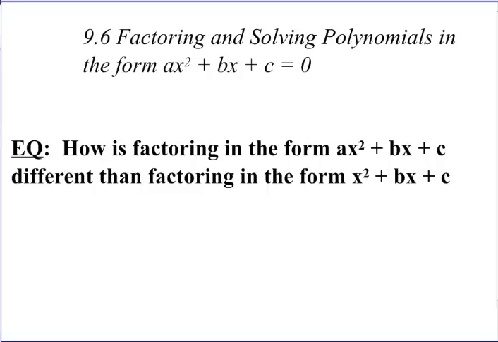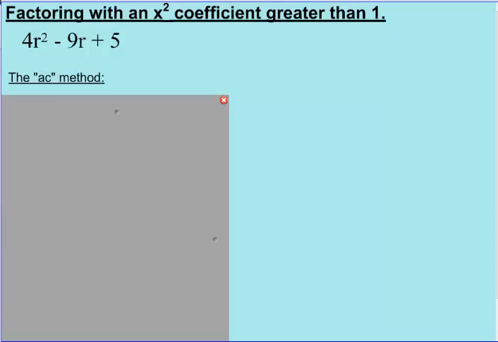Is factoring in the form ax squared plus bx plus c different than factoring in the form x squared plus bx plus c? So, first one, 4r squared minus 9r plus 5.